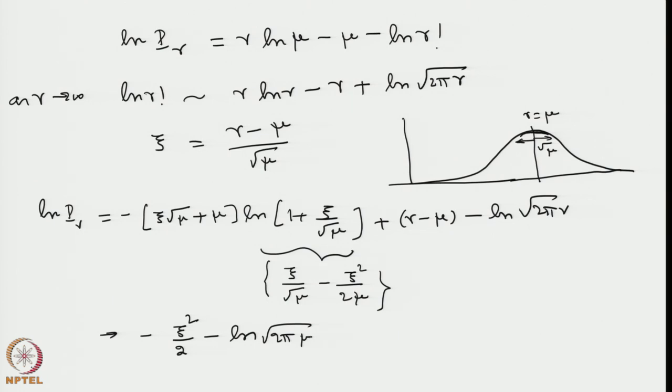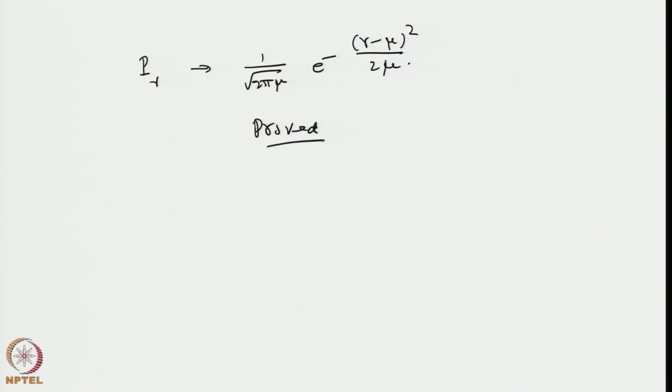So if we exponentiate it once again, this leads to the desired result: p(r) goes to a Gaussian distribution which is 1 by root 2 pi mu e to the power minus xi square by 2, which is (r minus mu) whole square by 2 mu. So this proves the asymptotic transition of the Poisson distribution to the Gaussian distribution.